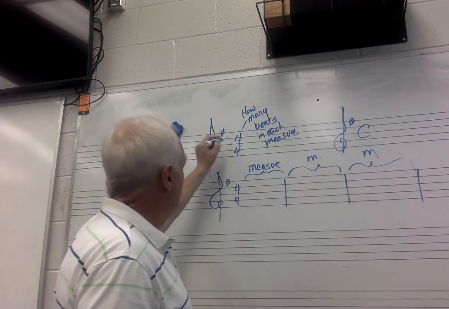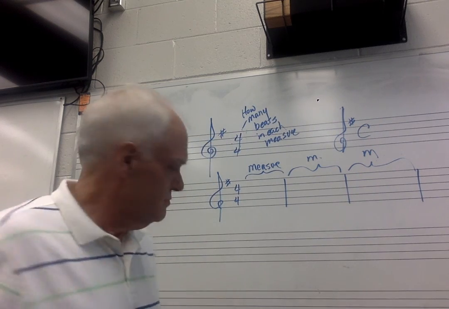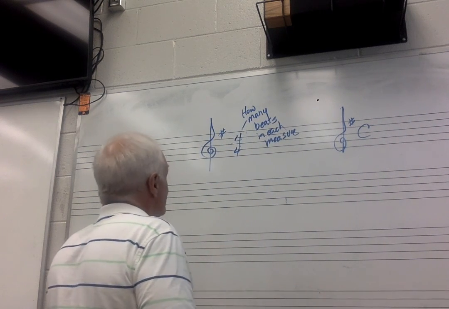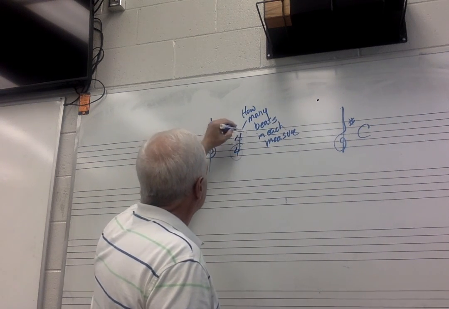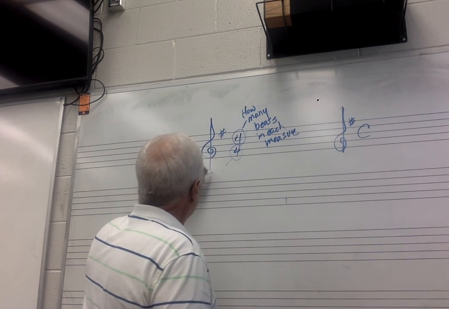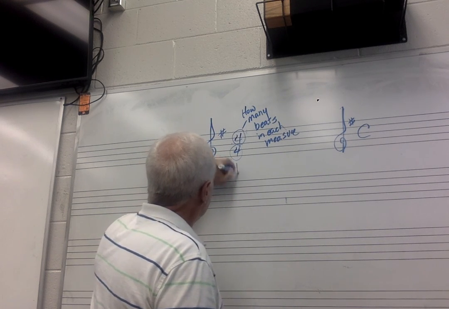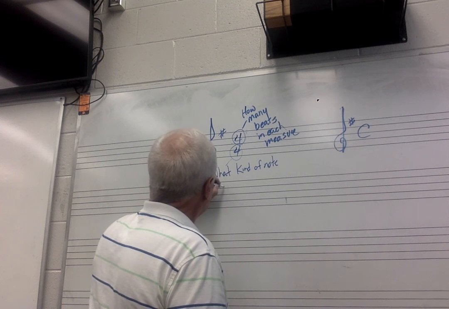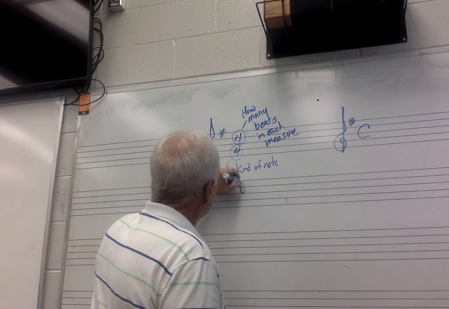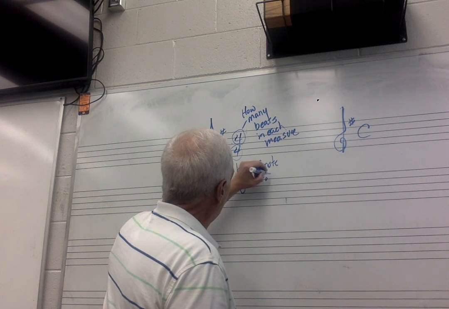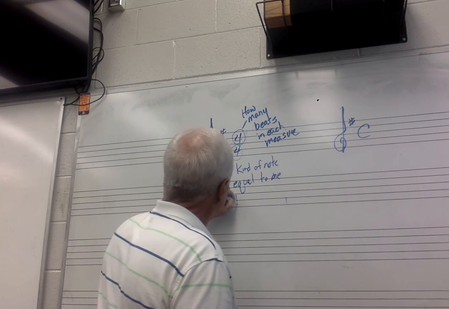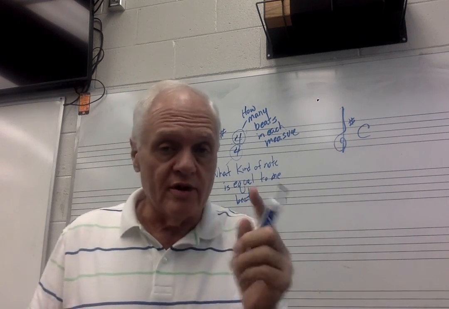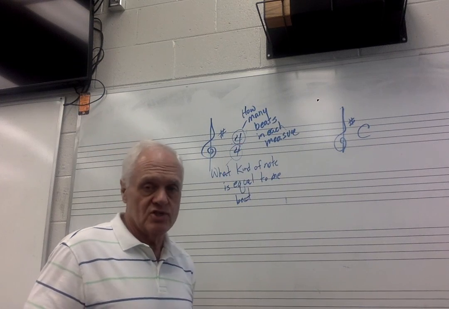Now, the bottom number tells us, and I'm going to erase that and put this here. The bottom number tells us what kind of note is equal to 1 beat. So if there are 4 beats in a measure, you need to know what kind of note is equal to 1, because that can change. This number on the bottom can change.